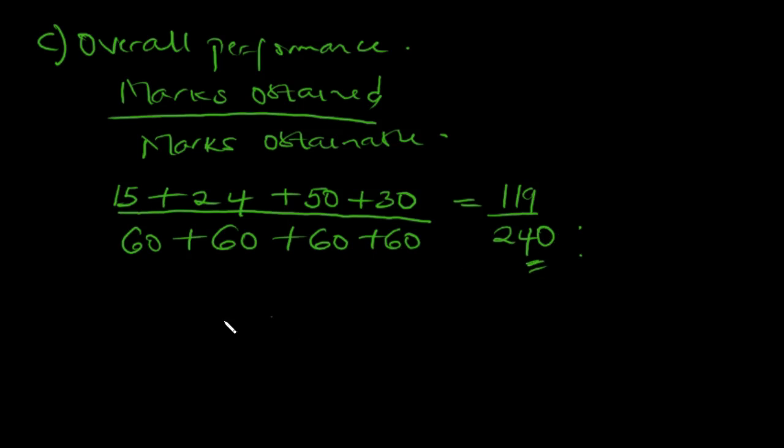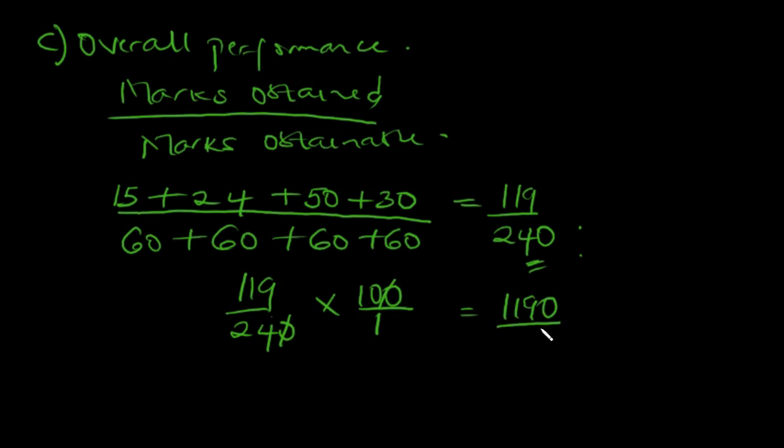But then again, we can convert this to percentage. So we have 119 over 240 multiplied by 100 over 1. This cancels this. So I have 1190 divided by 24. Go through your long division. You're going to get 49.58%. Unless it's otherwise stated, always leave your answer in 2 decimal place. So now he got 49.58%.